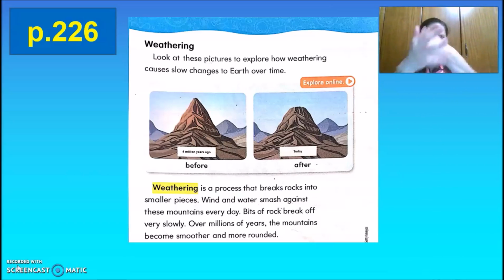They hit the mountains each day, every day, year after year. It makes the mountains or the rocks weaker, and the rocks start to break off into smaller pieces. And after many years, the shape of the mountains and the rocks will change. That's why it is a slow change, because it needs a lot of time for the wind and the water to change the shape of the mountain.